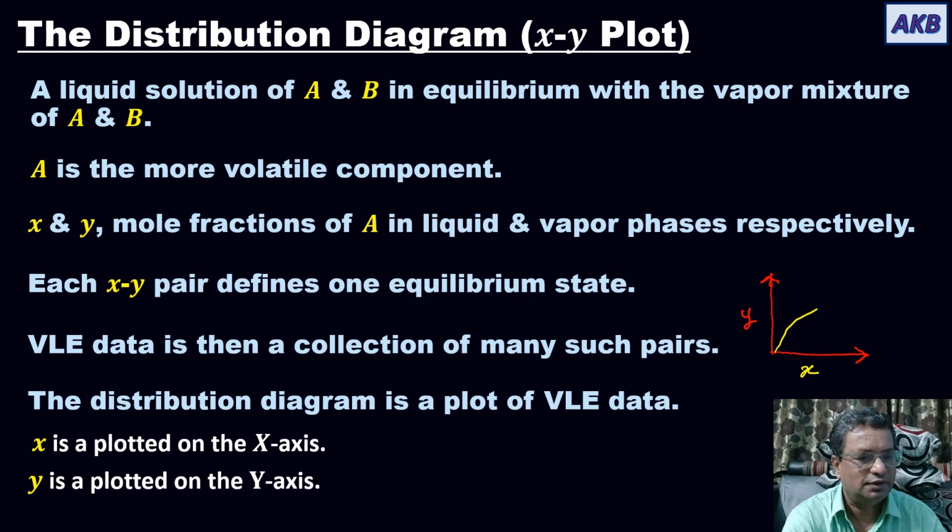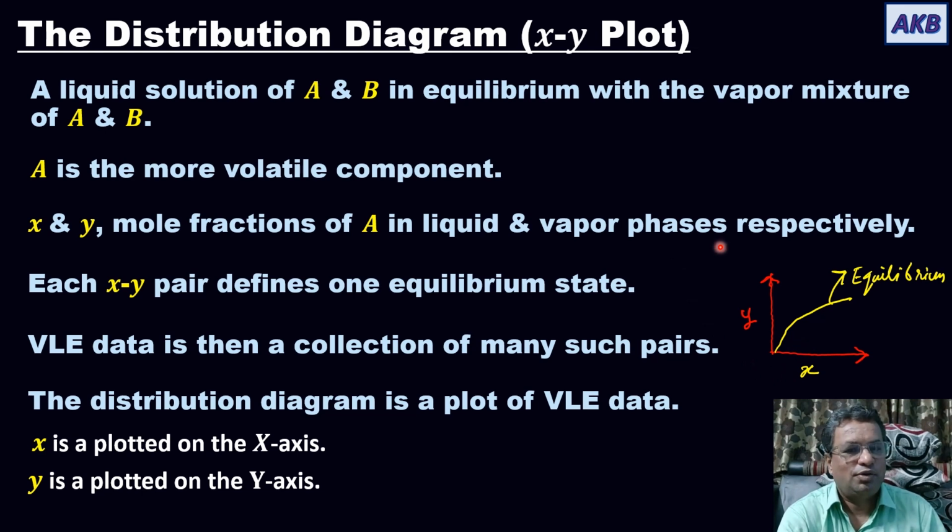And you get a curve that is called the equilibrium curve. And the diagram is called the distribution diagram. Why is it called the distribution diagram? Because this diagram tells you how components get distributed between the two phases, liquid and vapor, when they are in equilibrium with each other. That's why this diagram is called the distribution diagram, or the XY plot, or the equilibrium diagram. XY plot because you are plotting X against Y. Equilibrium diagram because you are plotting equilibrium concentrations, equilibrium mole fractions.